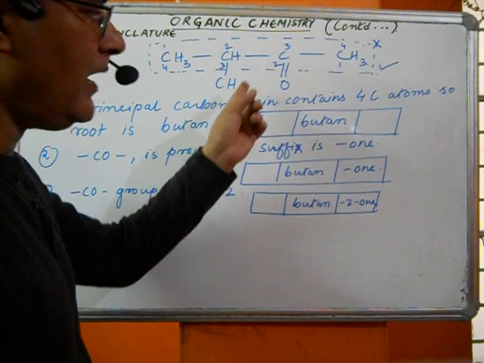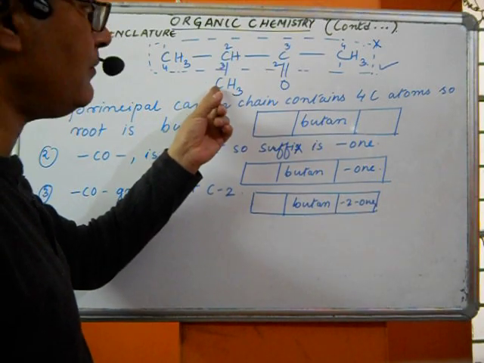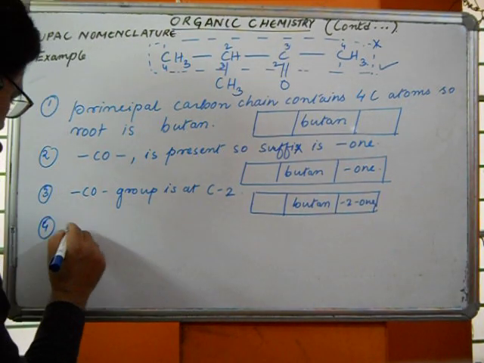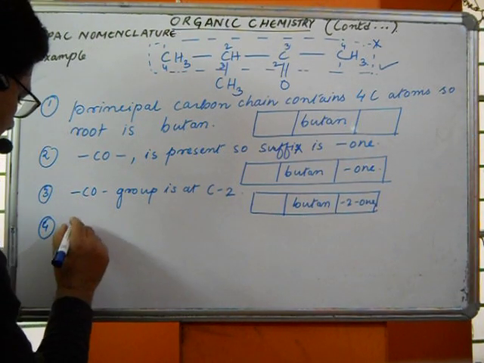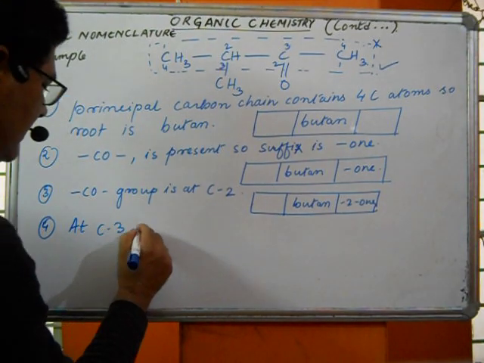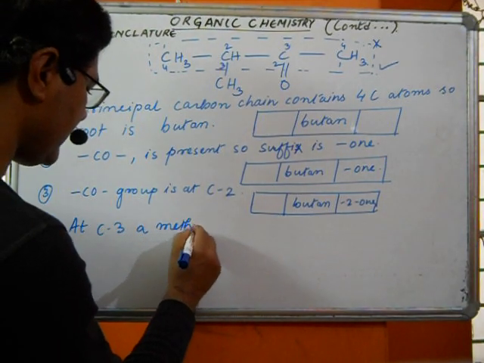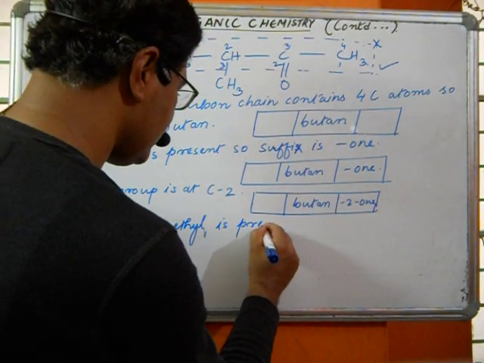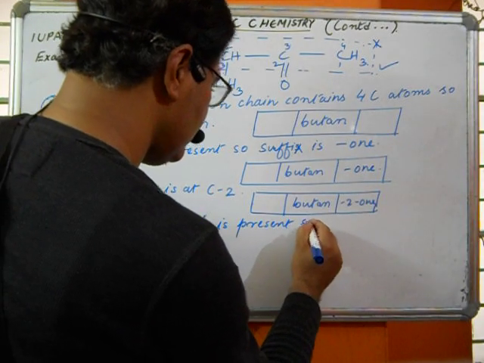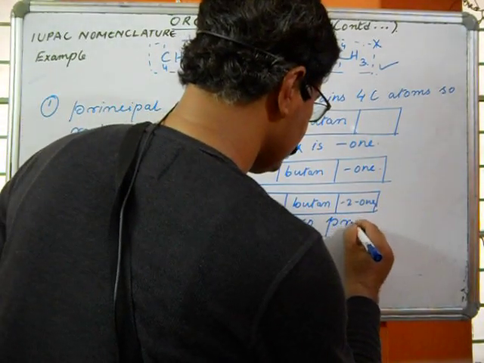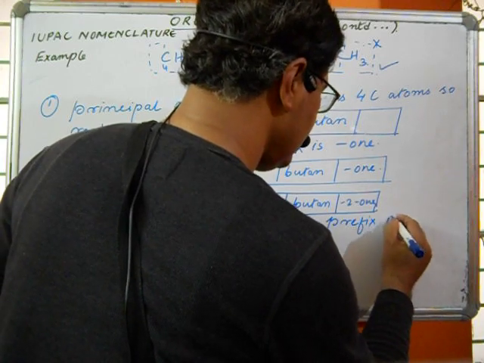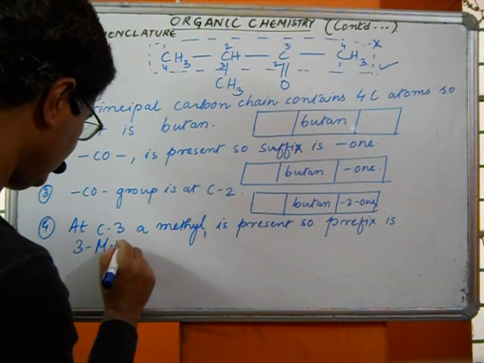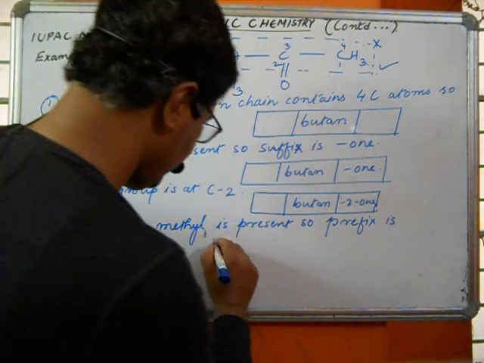So what we will get the location of it? We have got a methyl at what position? Carbon number 3 position, 1, 2, 3. At C3, methyl is present. So, the prefix is 3-methyl.